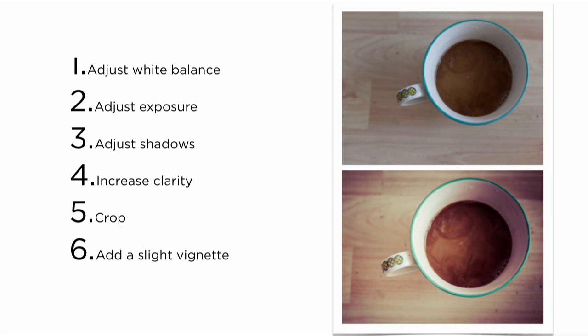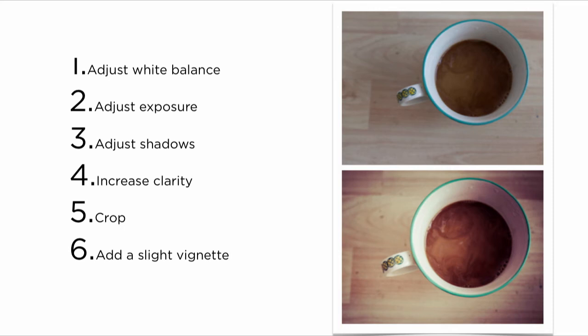So I adjust the white balance, and if you look at the top to the bottom, you'll notice that I warmed it up. I added a little bit more yellow to it. Then I adjusted the exposure so that I opened up the shadows a little bit, brightened it a little bit. Then I adjusted the shadows some more. And then I increased the clarity. And the clarity provides a more defined edge. So you want to be really careful that you don't increase the clarity too much.